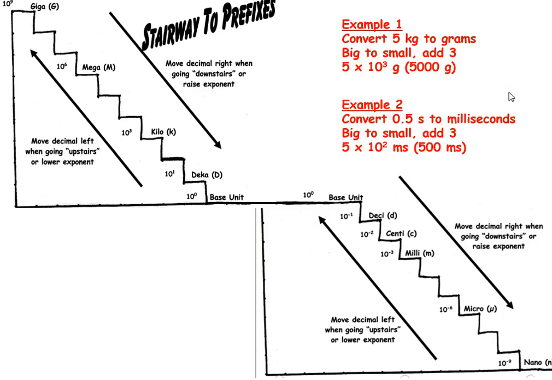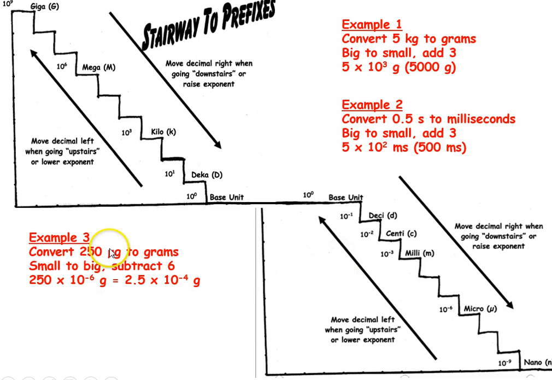Another example, let's go from the base unit of seconds into milliseconds. So 0.5 seconds into milliseconds. I would be starting at my base unit, which is right in the middle, and I would be taking 3 steps down to get to milli. Now I'm still going from big to small, so I'm still going to add 3 to the exponent. I'm still going to move the decimal point to the right by 3 places. And so my answer would be 5 times 10 to the 2 milliseconds, or 500 milliseconds.